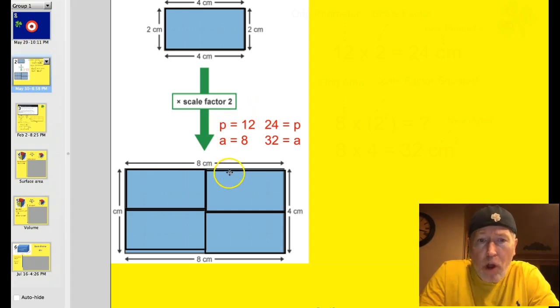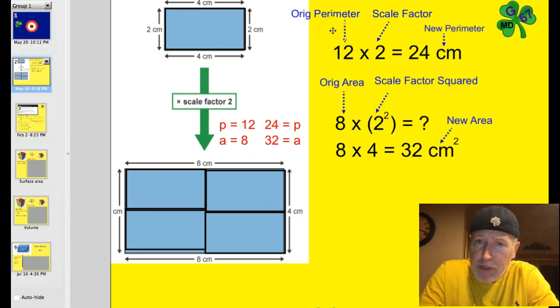Well, we could draw it out and we could say that if this side is 4, this side has to be 8. If this side is 2, this side has to be 4. And we can figure out that that perimeter is 24. But we can also use scale factor to do it. We can take the original perimeter and multiply it by the scale factor. Remember, the scale factor was 2, and we would get 24 centimeters.